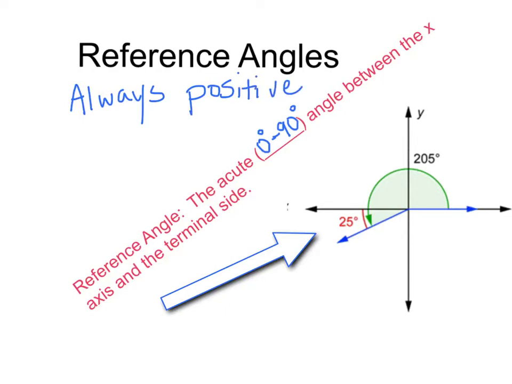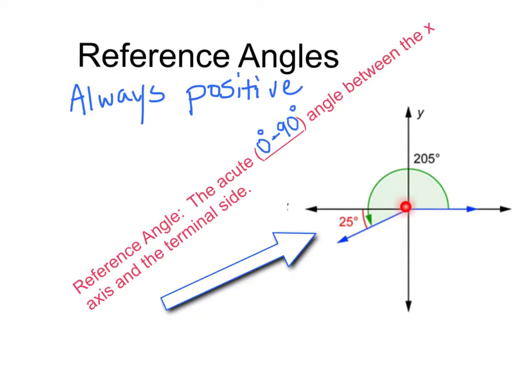Here's an example of a reference angle. If your given angle is 205 degrees, then the terminal side lies in quadrant 3. And that makes a 25-degree angle to the x-axis. It's just like when we drew our triangles to the x-axis. We were actually drawing the reference angle each time.